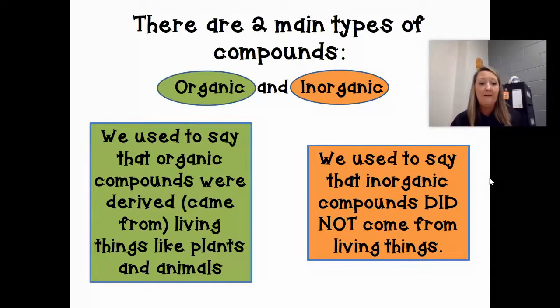So when we talk about organic compounds, we used to say that organic compounds were derived or they came from living things like plants and animals, and that is mostly true. We used to say that inorganic compounds do not come from living things. And these are mostly true, but in science, we want to be absolutely true. And so we, over the past 50 years, have changed the meaning to be a little bit more specific.